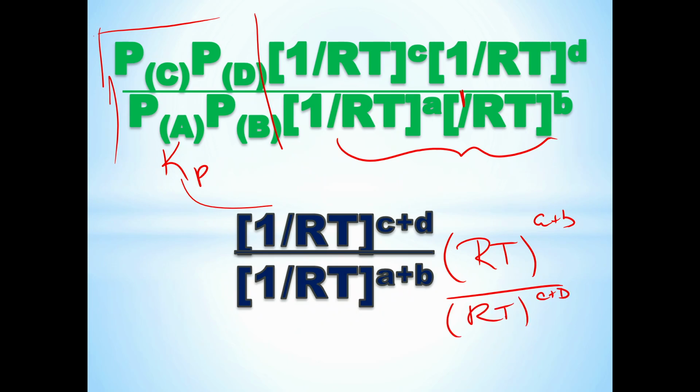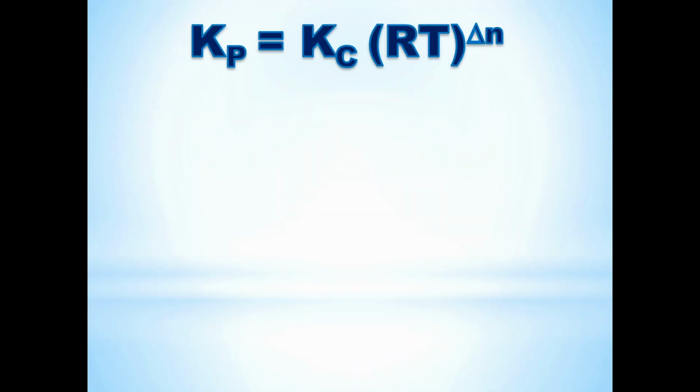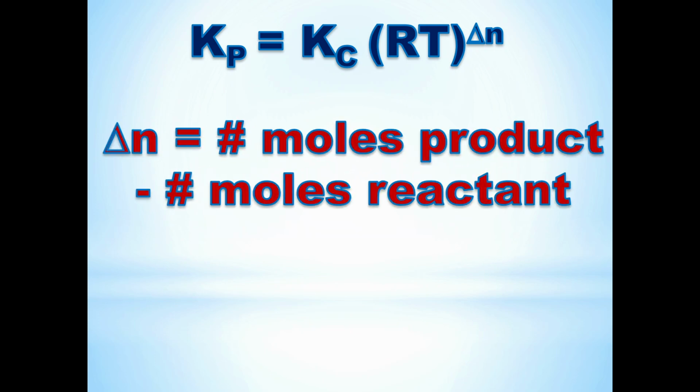And I'm going to call this a change in RT. How does RT of the reactants compare to RT of the products? So I end up with this equation, that Kp equals Kc times RT to the delta N, where delta N is the number of moles of product minus the number of moles of reactant.